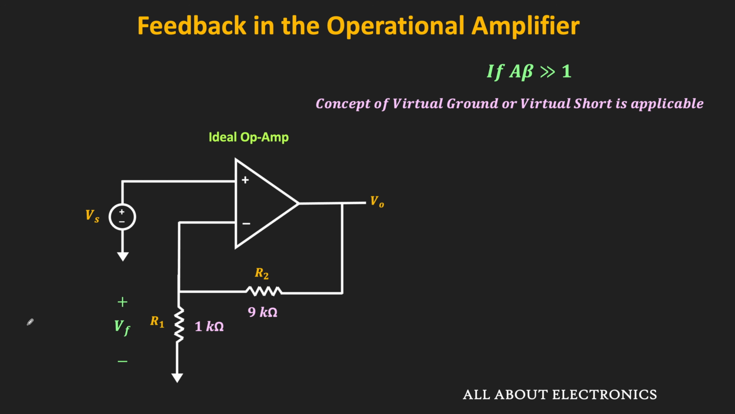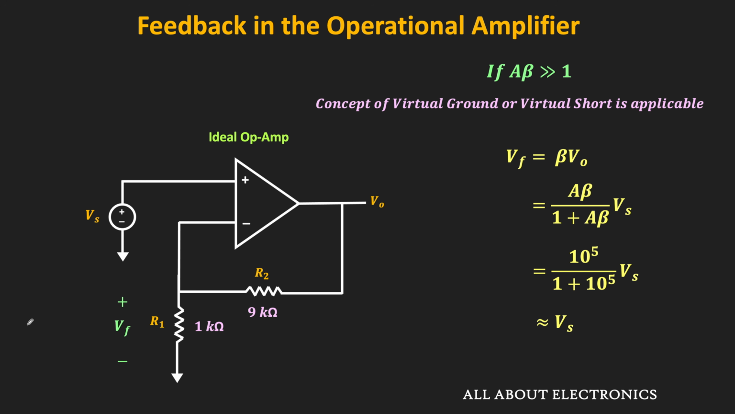For example, here this Vf is equal to β times V0, or that is equal to Aβ divided by 1 plus Aβ times Vs. So here in this case, if you see, then this Aβ is equal to 10 to the power 5. So we can say that this feedback voltage Vf is equal to 10 to the power 5 divided by 1 plus 10 to the power 5 times Vs. And here, since the Aβ is much larger than 1, this Vf is approximately equal to Vs. Or in other words, the voltage at the inverting terminal will be the same as the non-inverting terminal. But this holds true whenever this loop gain Aβ is much larger than 1.